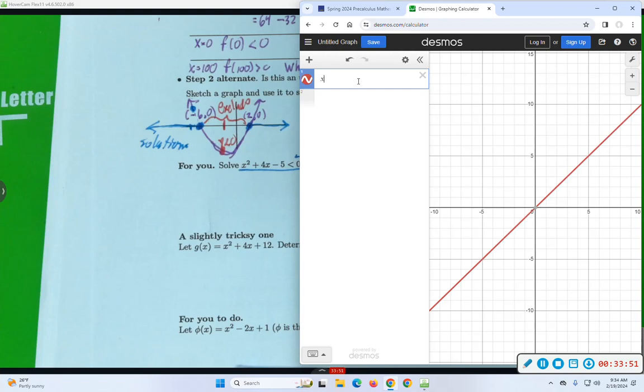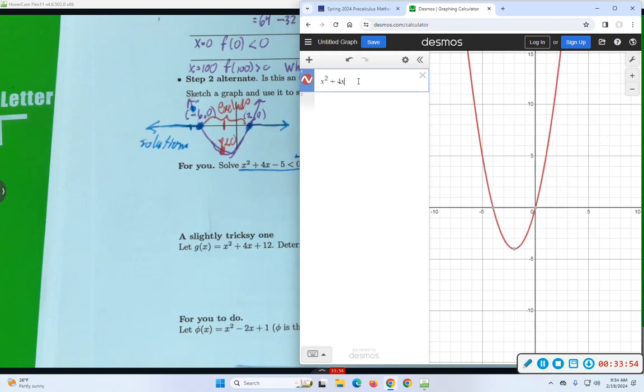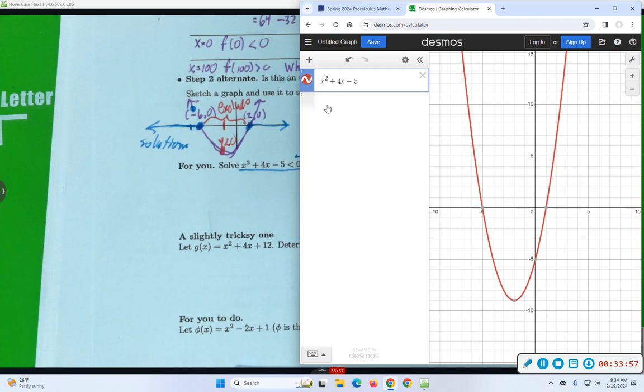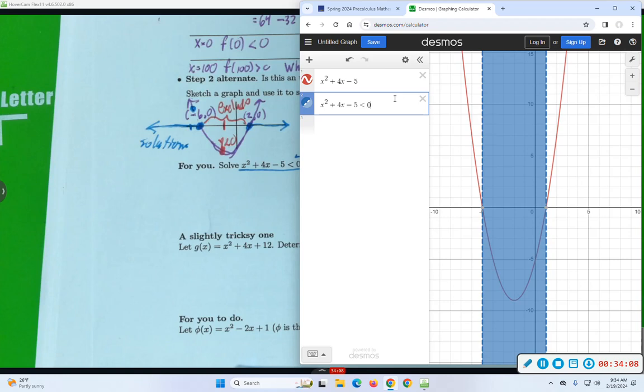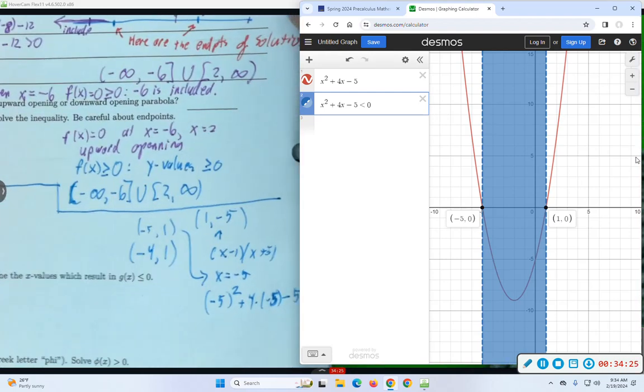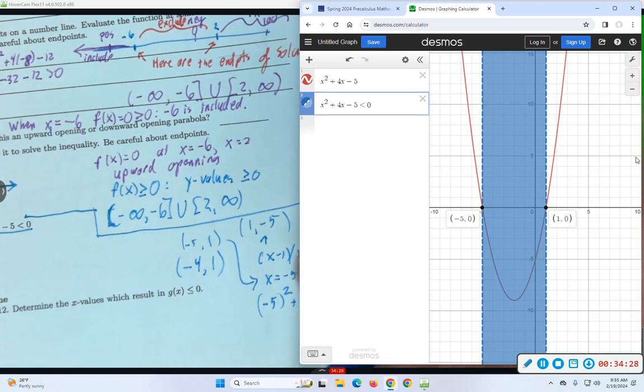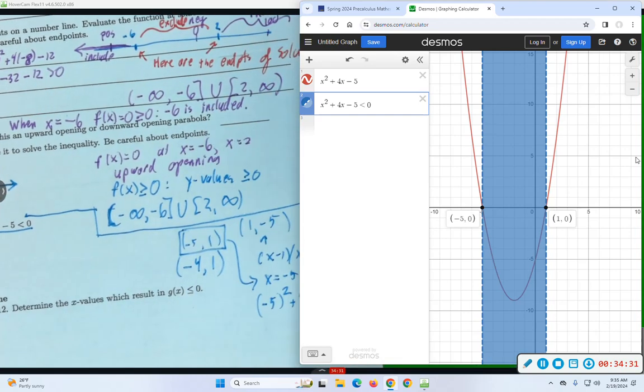x squared plus 4x minus 5. And maybe just to be really confident, x squared plus 4x minus 5, I want to know when it is less than 0. Alright, so it looks like x values between -5 and 1. And Desmos is putting the dashed lines that say that those values are actually excluded. Alright, so I think we have it down to a single answer. I am convinced now, by checking a few things, that -5 to 1 is in fact the solution to this problem.